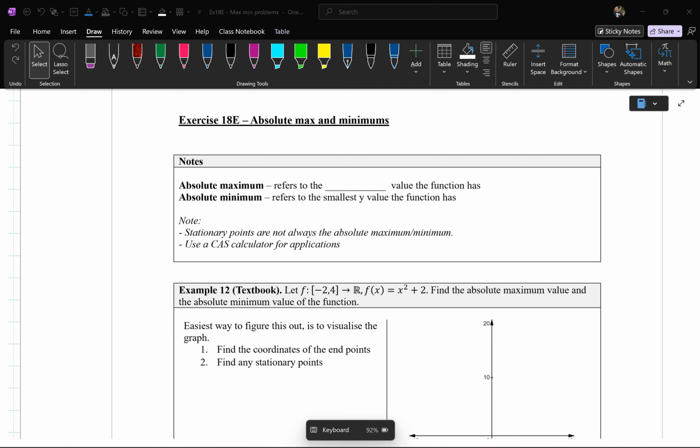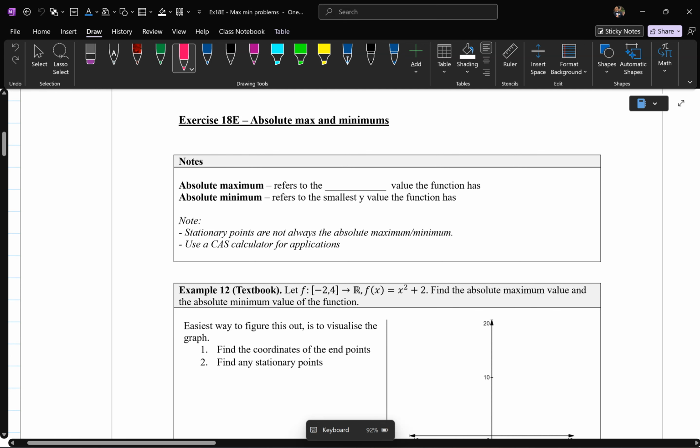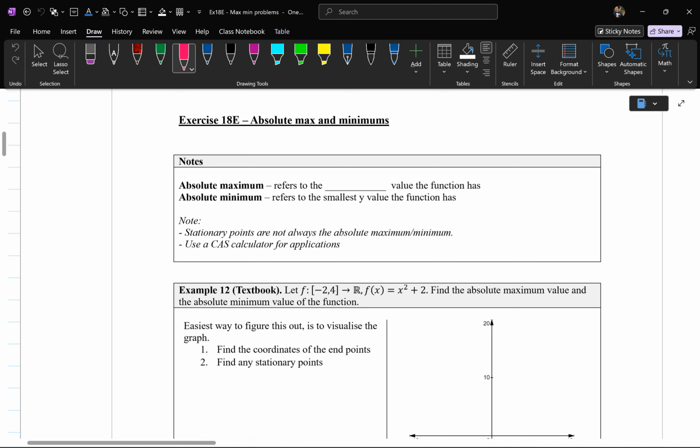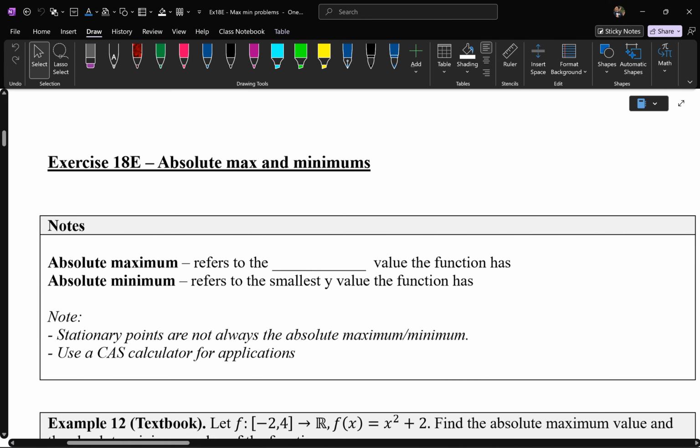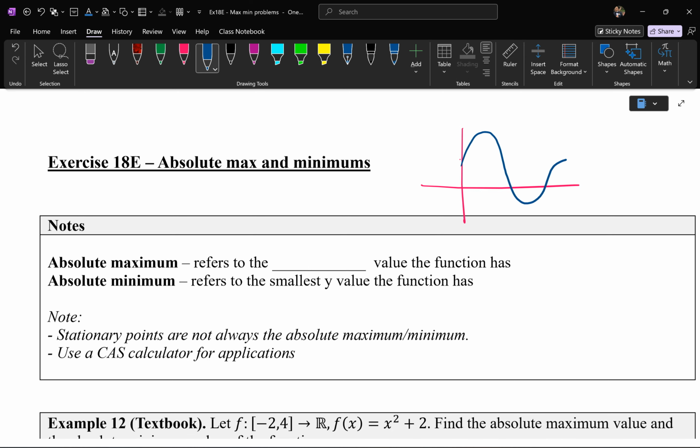18E is called absolute minimums. This is different to the maximum that you're familiar with. So when I draw the picture again, when you get a curve, something like this, actually I'll do it again, something like that. Okay, in this curve, we can say a couple of things.